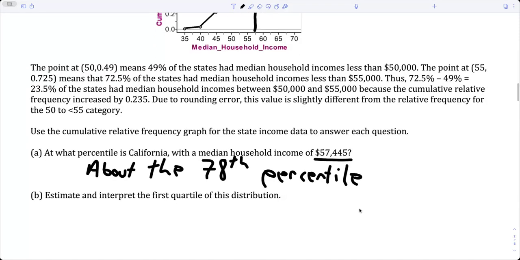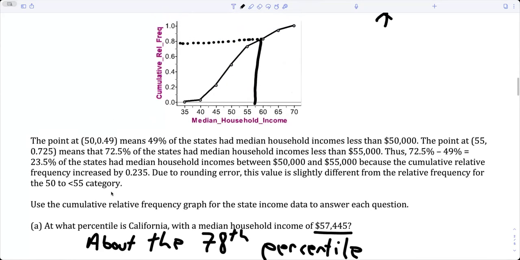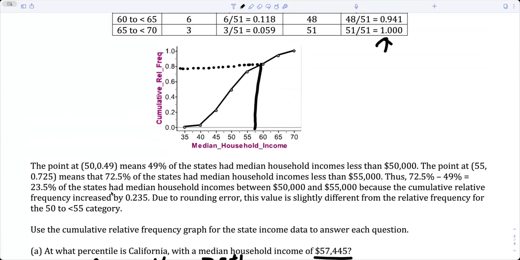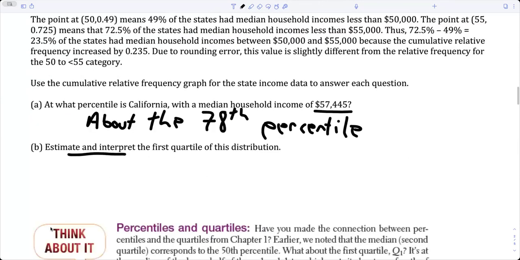Okay. Part B says estimate and interpret the first quartile of this distribution. Okay, so let's go to the first quartile, which would be 25%. All right, that means we are looking here on the left side at approximately 25%. So I said the first quartile is the 25th percentile.